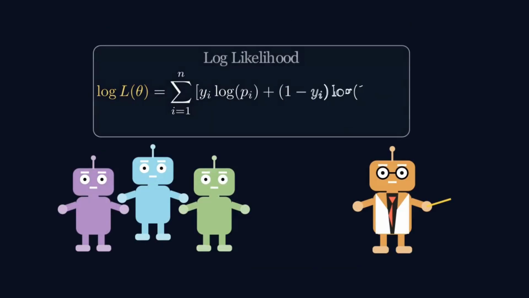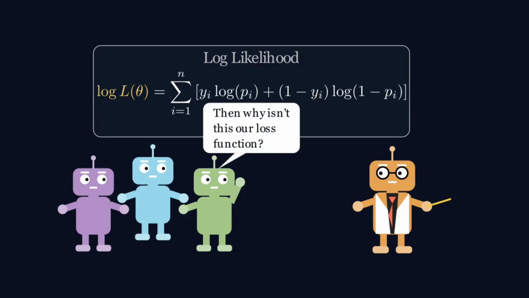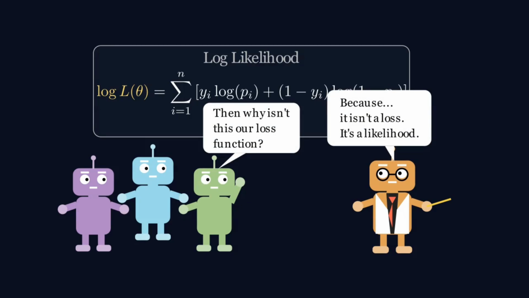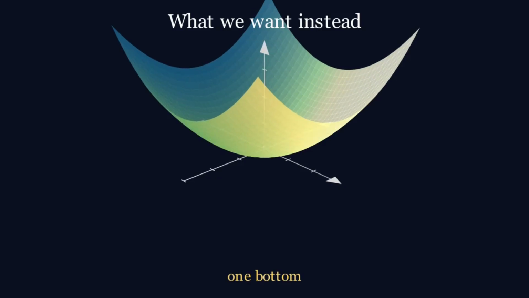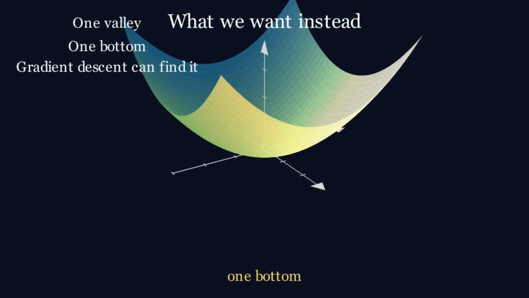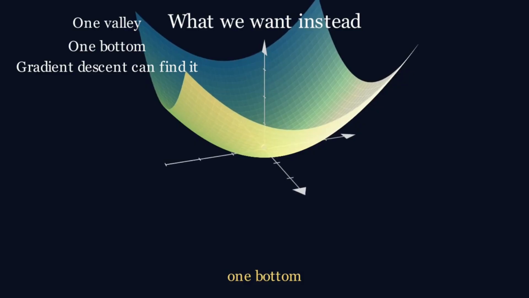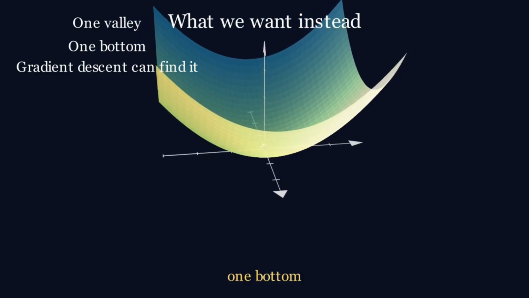And at this point you might be wondering, if we've already derived this expression, why isn't this our loss function? Well, remember what this expression actually represents. It's a likelihood. A larger value means our model thinks the data we've observed is more probable. So naturally we'd like to maximize it. But here's the thing. Almost every optimization algorithm in machine learning is designed to do the opposite. So instead of maximizing something, it minimizes it.